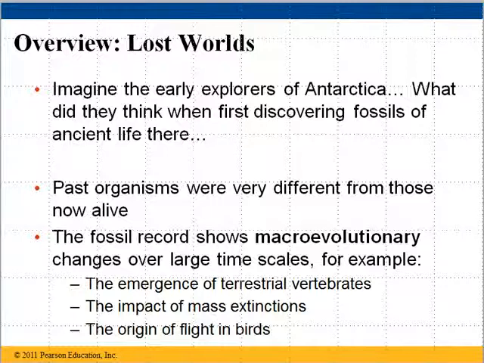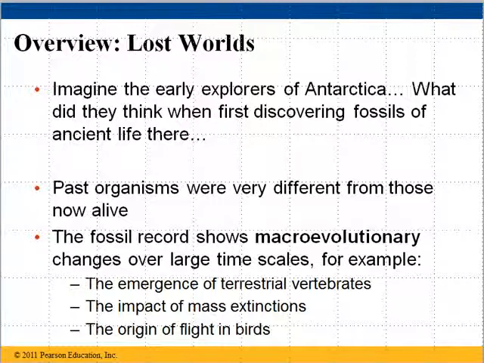What do you possibly think crossed their mind when they began to discover fossils there in Antarctica, fossils of amazing creatures that were no longer in existence, and evidence that Antarctica not only didn't always look the way it looks now, but the fact that Antarctica was at one time an area that was warm and almost tropical and covered with oceans and water and lakes and forests, quite different from what we see today. So the past organisms that lived on our planet were very different for the most part from those that are alive now, from the ones that we see around us today.